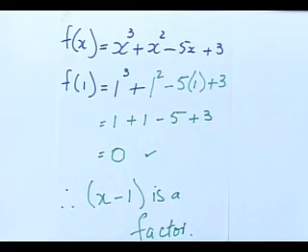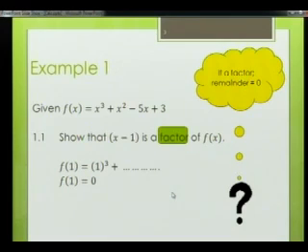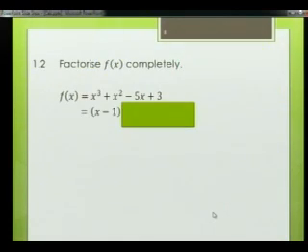I'm done with that. Let's have a look further on my screen. Can you see I started it for you? And therefore, x minus 1 is a factor. Let's continue.